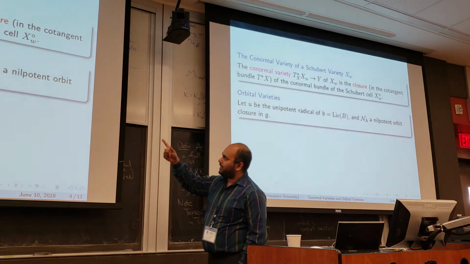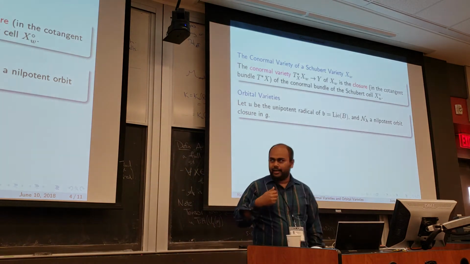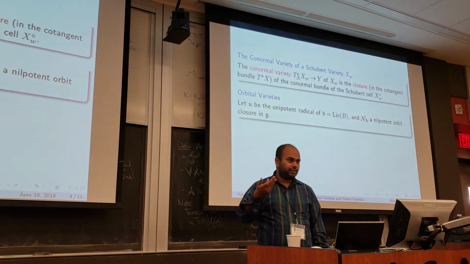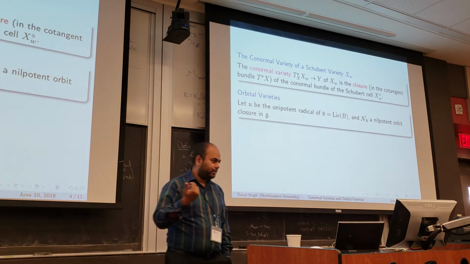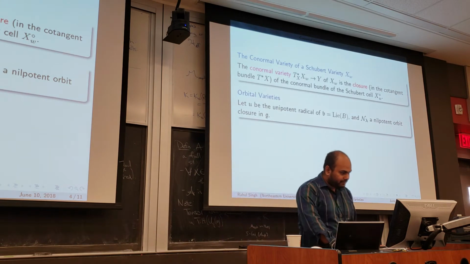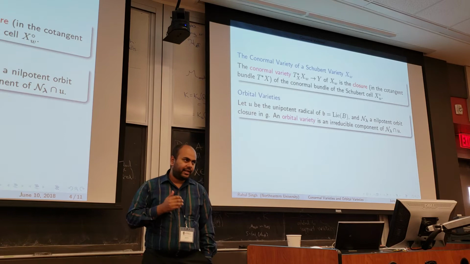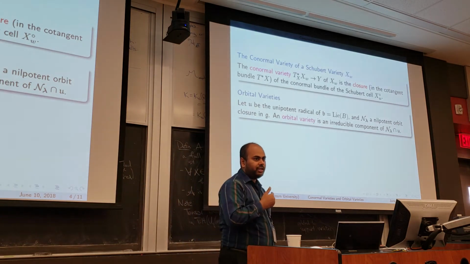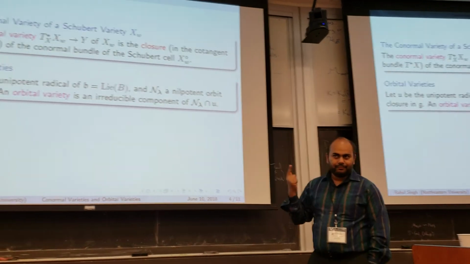Without the lambda, I have n, which is just the variety of nilpotent matrices in G. And I look at the orbit for the action of the group by conjugation, or the adjoint action, and I take orbit closures. So I have this setup, and what I do is I intersect it. When I intersect it, I get a variety with many irreducible components. Each of those components I'm going to call an orbital variety.